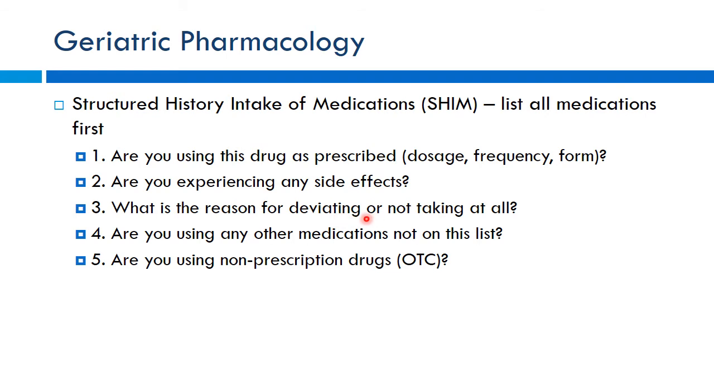And again, make sure you're having a curious and non-judgmental conversation with them. If they're not taking it, don't shame them for not taking it, because they may have a very good reason. It's important that you encourage their honesty, rather than having them worry about you chastising them for not following your instructions, right? So then ask about any other medications not on the list. Find out if they're taking medications from their sister or from their neighbor, and then ask about over-the-counter non-prescription drugs as well.